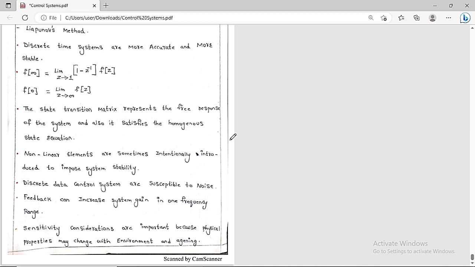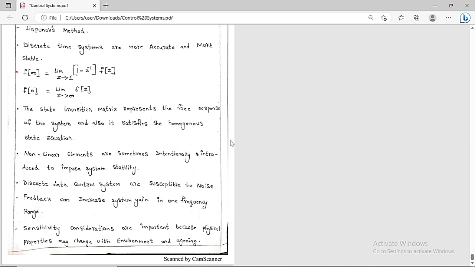So we can say the discrete time systems are more accurate and more stable, and they are less sensitive to noise when compared to continuous time systems. Finally, I can say the discrete time systems are more accurate and more stable, and they are less sensitive when compared to the continuous time system.